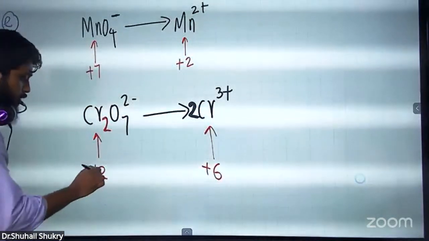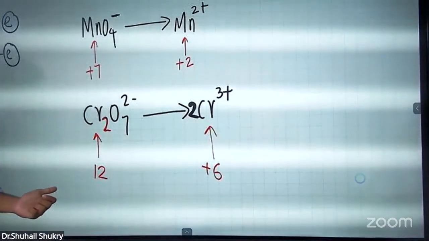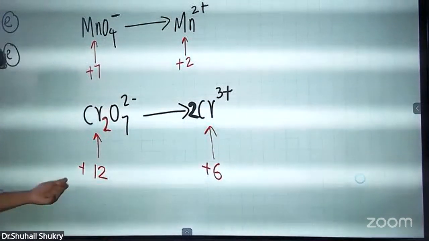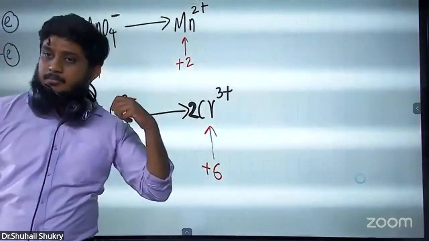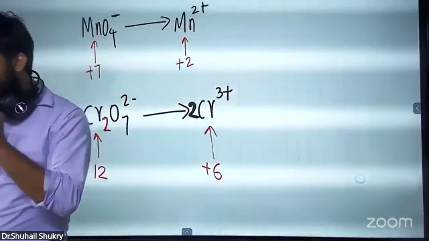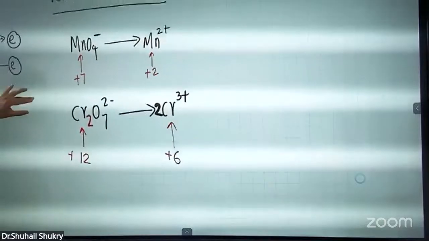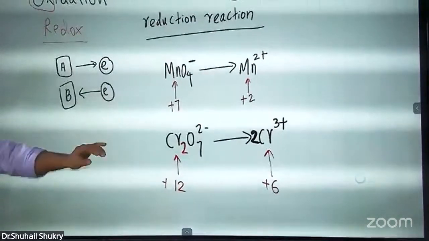Plus 12. Both the chromium plus 12 will already be known. Plus 12 going to plus 6, what is that, oxidation or reduction? Reduction. So did you understand this part? But remember, this oxidation or reduction, I can tell without checking the oxidation number also.